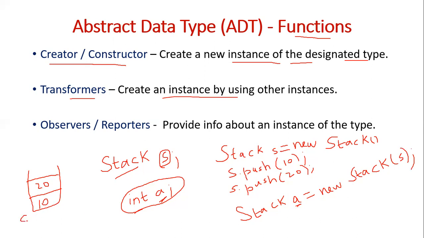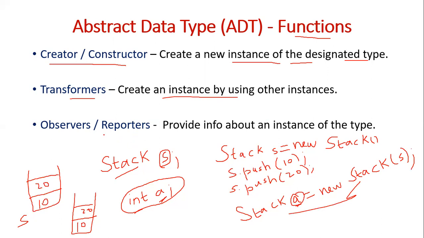So this is stack s, but a is also similar to s, because a also contains whatever s contains. s currently contains 10 and 20, so a also holds these two values. In that case, this becomes a transformer function, because it has created a new instance by using another instance. So a new instance a is created by using the instance s.